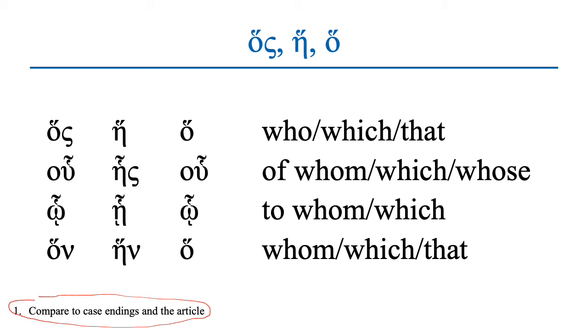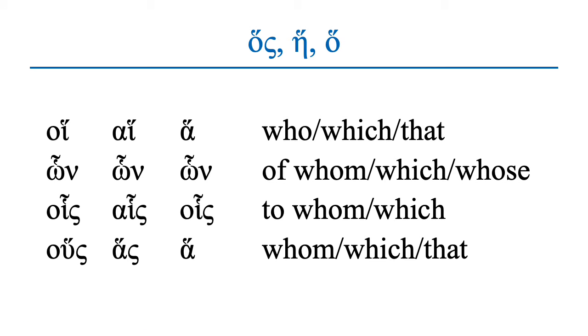Who, which, that. You have hos, hou, of whom, of which, of whose; hoi, he, ho, to whom, which; hon, hen, ho, whom, which, that. Notice compared to the case endings and the article, these are the same except for the nominative singular and neuter. They are the same as the article if you add a tau to the rest of it. So it's a similar kind of ending, and you should not struggle with that. In plural, again, you have hoi, hai, ha. Notice that the ha there is neuter. Then hon, hon, hon, hois, hais, hois, whose, has, ha.